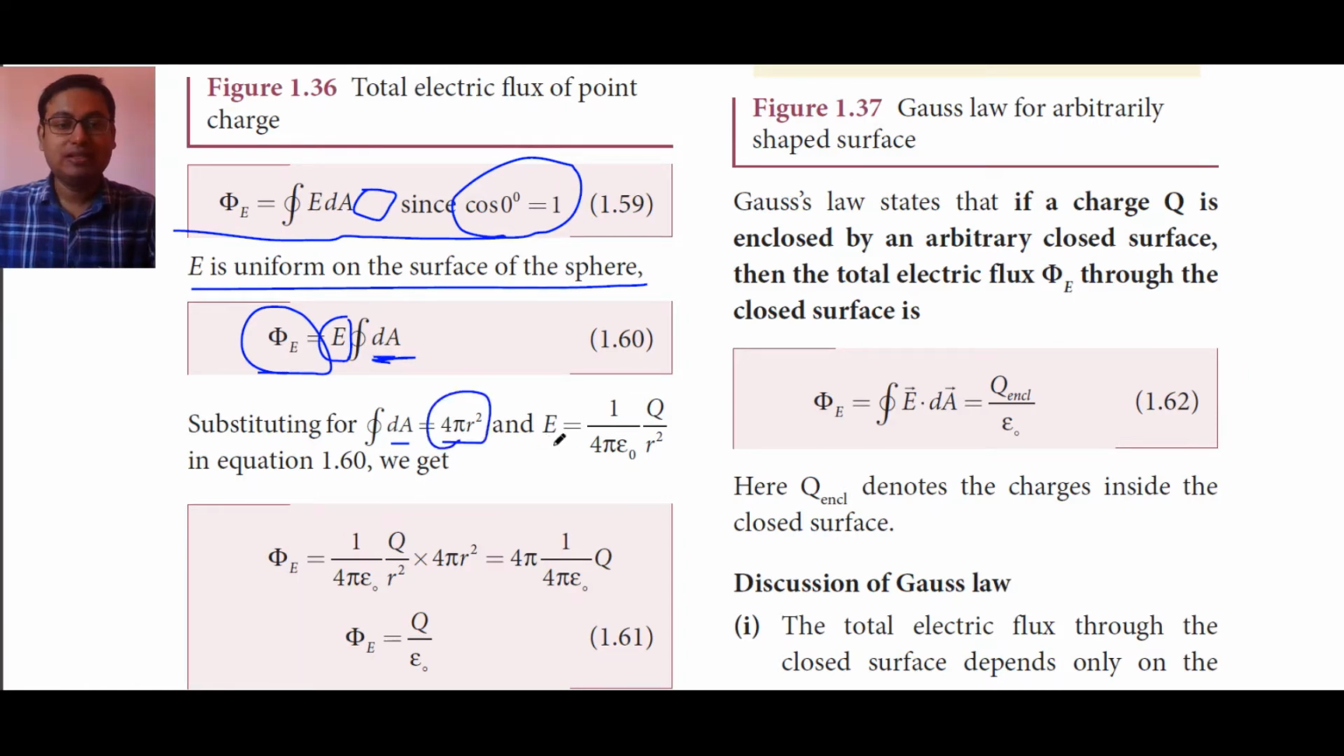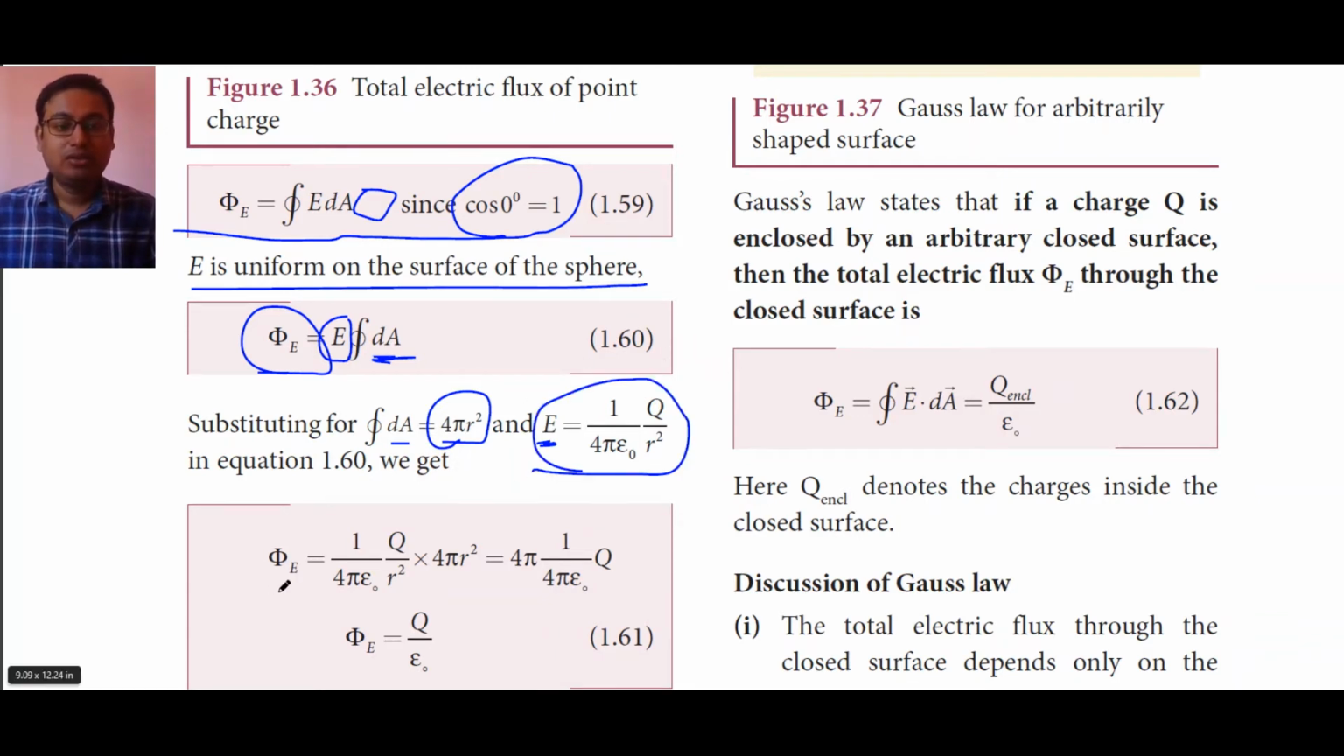Okay, and E, the electric field, is equal to 1 by 4 pi epsilon naught into q by r square. If you remember this equation, it says that the electric field because of a charge at a point which is at a distance r from it is given by E is equal to k into q by r square, or 1 by 4 pi epsilon naught into q by r square, where r is the distance from the source charge to the point of consideration and q is the magnitude of the charge. Okay, so just substitute the values in equation 1.60.